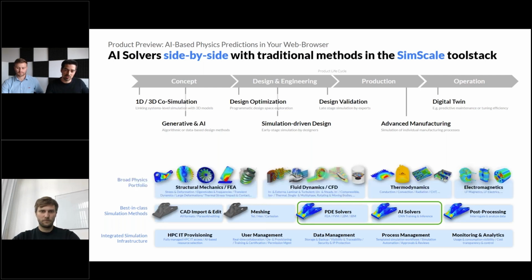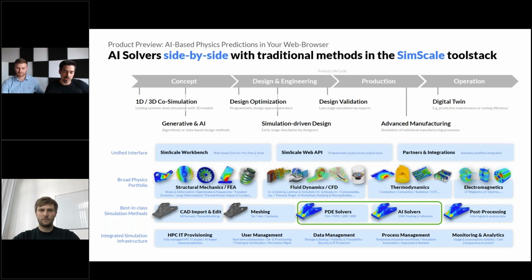And orthogonal to that, we have the specific physics, the applications that we want to solve. Right? So the AI solvers are orthogonal to that. It means that every physics that we can simulate on SimScale might be supported and accelerated by an AI solver. And fundamentally, in the end, it is presented to the user by different means.